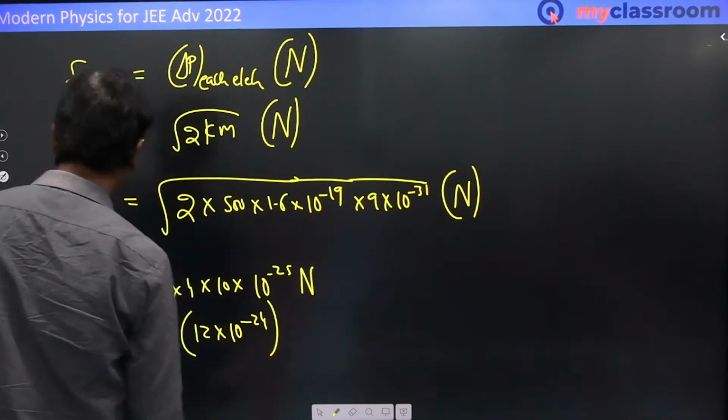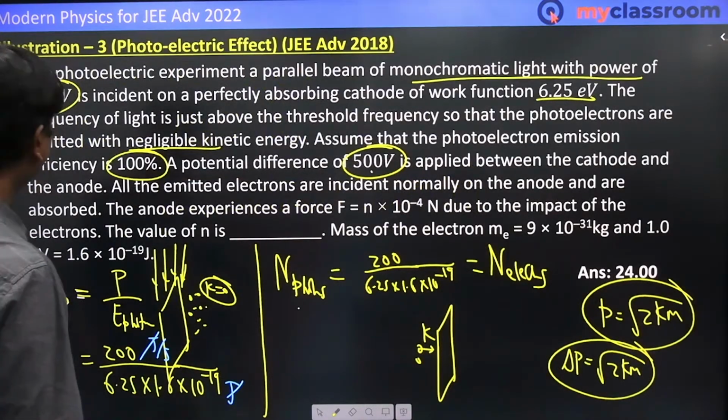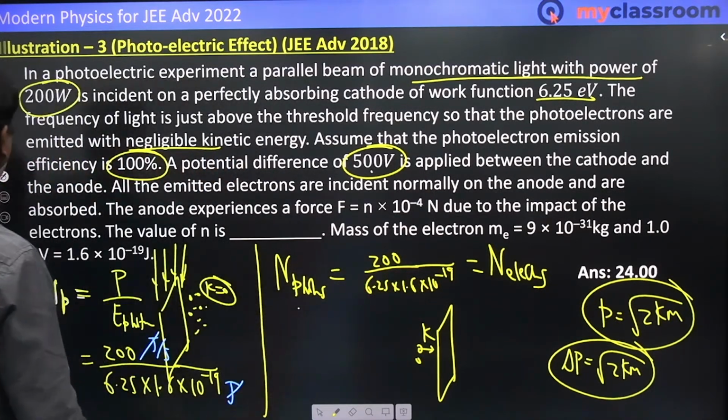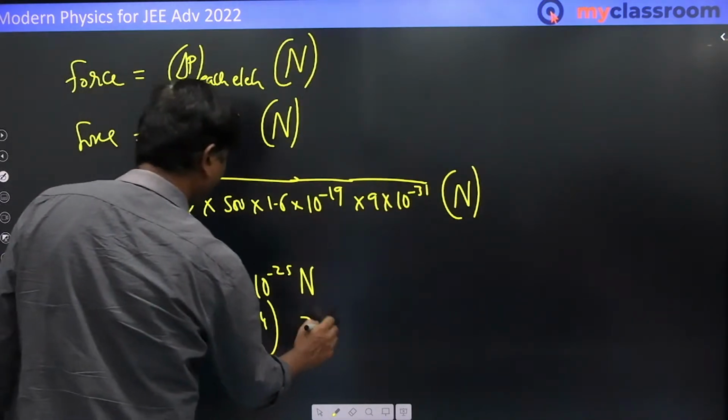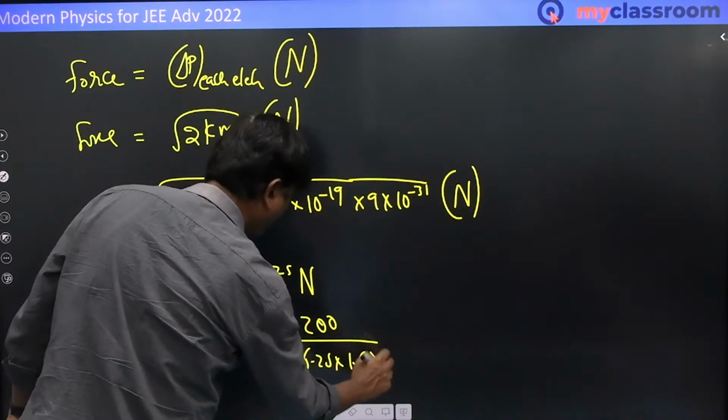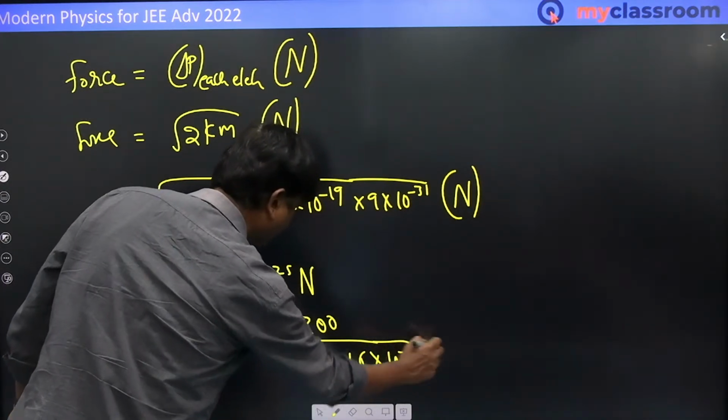Now you substitute n also. n is 200 divided by all this. Substitute that: 200 by 6.25 into 1.6 into 10 power minus 19. Check it.